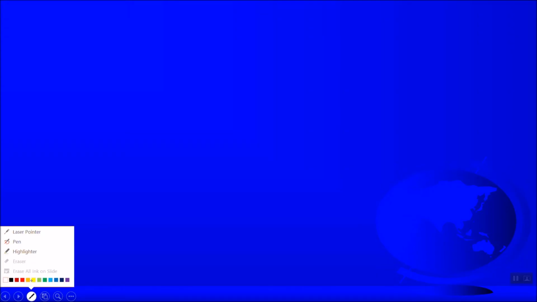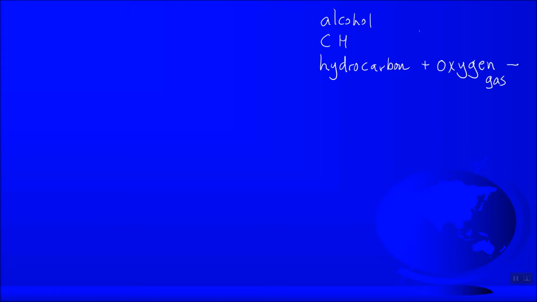So, what exactly is going on here? You will be responsible for many of the details of this demonstration. First of all, what were we dealing with? We were dealing with an alcohol. An alcohol is made up of carbons and hydrogens. Therefore, it is called a hydrocarbon. So this is a hydrocarbon. The hydrocarbon was reacting with oxygen. Oxygen gas, to be exact.